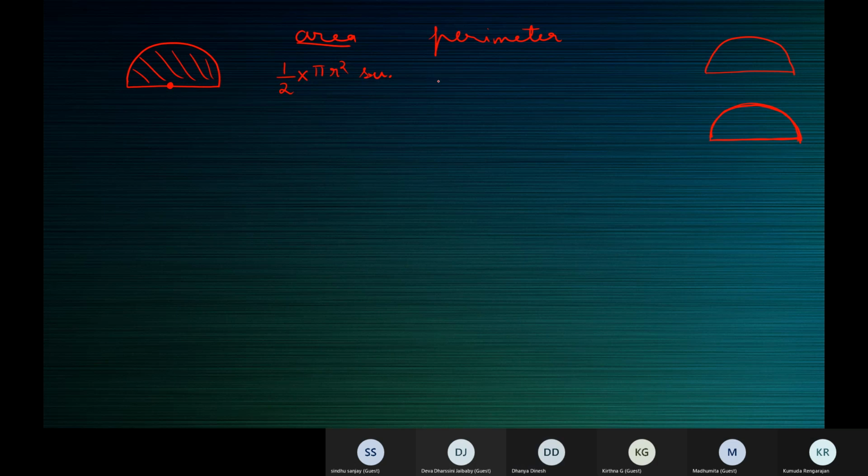Half into 2 pi r, ma'am. That is pi r. Pi r, very good. What is the length of this line segment? What is this line segment called? Diameter, ma'am. Diameter is what? It's r plus r, right? That is 2r. From here to here it's radius. So 2r. Pi r plus 2r units. Is that fine? Yes, ma'am.